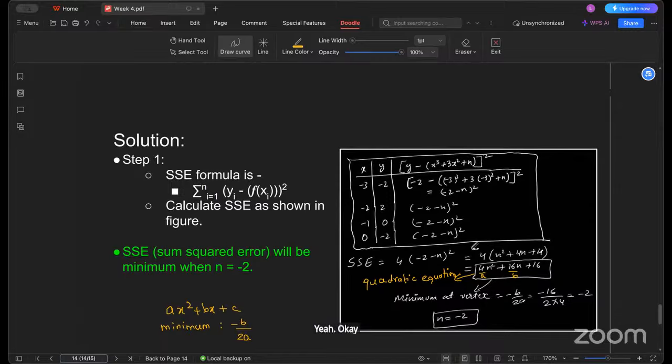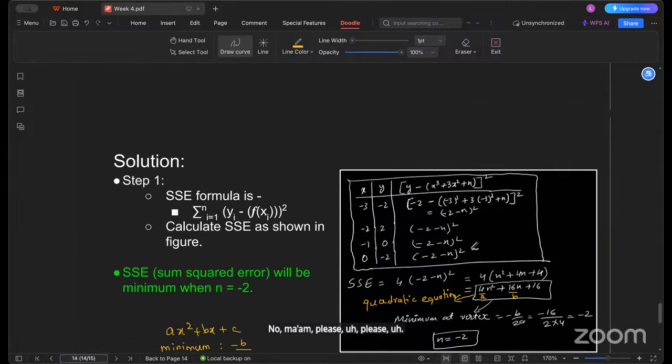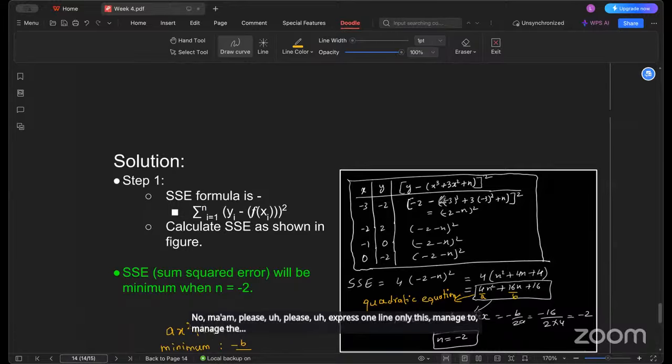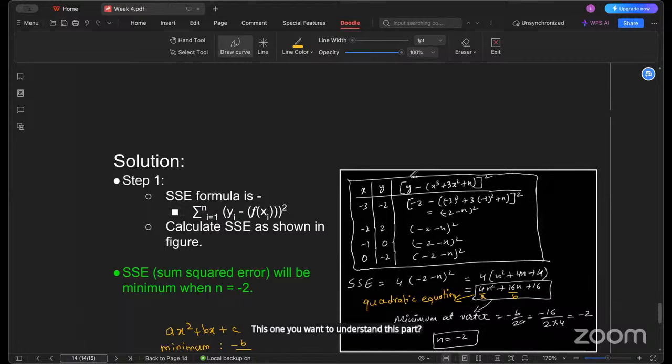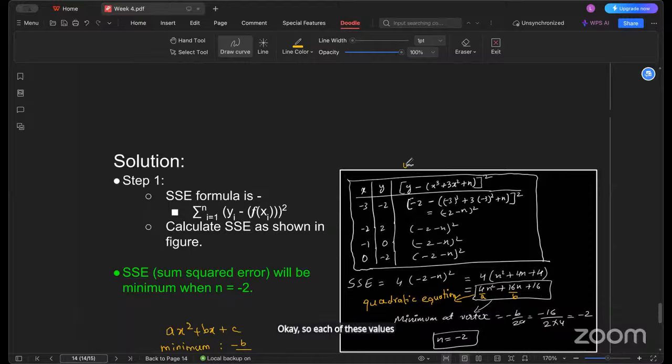Any doubts? Ma'am, please explain one line only, this minus 2, minus 3 square plus 3 square. This part you want to understand? Yes. Okay. So here, what is the formula? This is yi minus f of xi, the whole square. So each of these values is yi minus f of xi, the whole square. What is yi? This is your y1, this is x1.